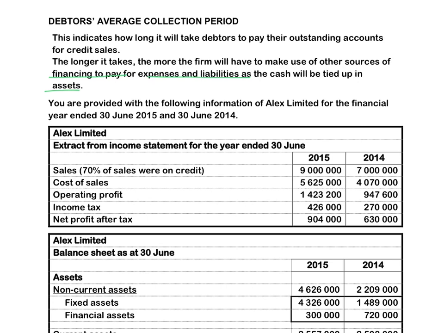So you will like to get the money in as quickly as possible so that you have the cash available to pay for your expenses and liabilities. Here is the extract from the income statement for the year ended 30 June and the current assets and non-current assets that is available so that we can calculate the debtors' average collection period.